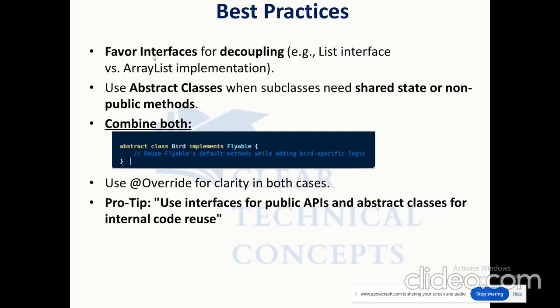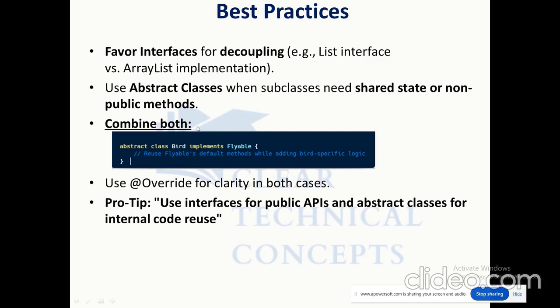For example, when we declare a variable or a method parameter as a List, in this case, we are not committing to any implementation like an ArrayList or a LinkedList. The abstraction here would mean that the code only cares about the behavior defined by the List interface, and also gives us the flexibility to change the implementation that suits our need. Now, the other thing is that we should use abstract classes when subclasses need shared state or non-public methods.